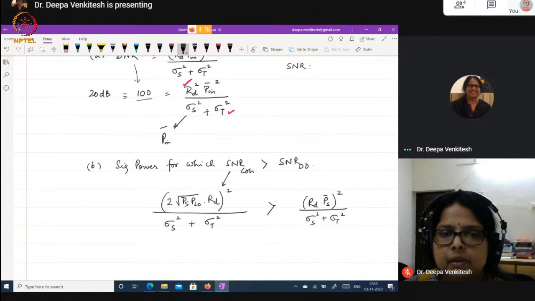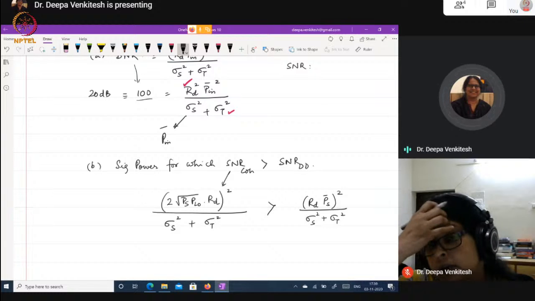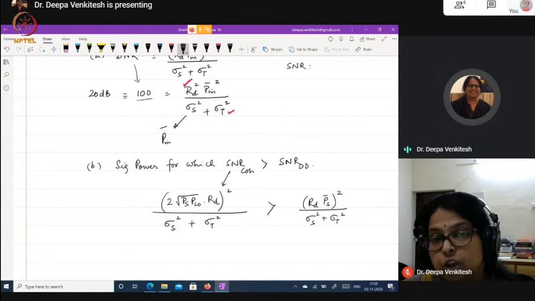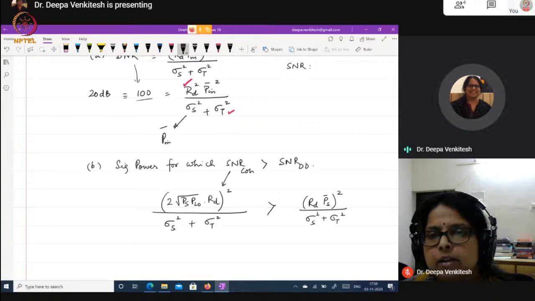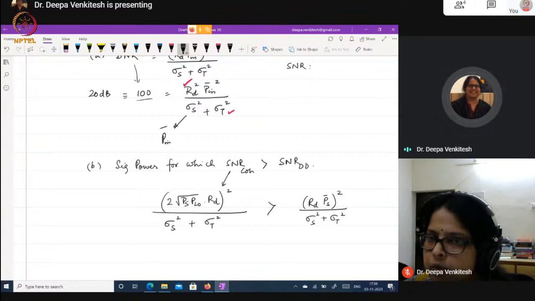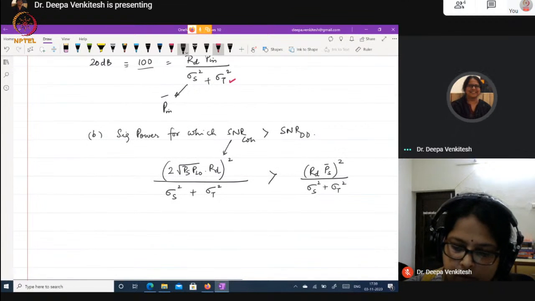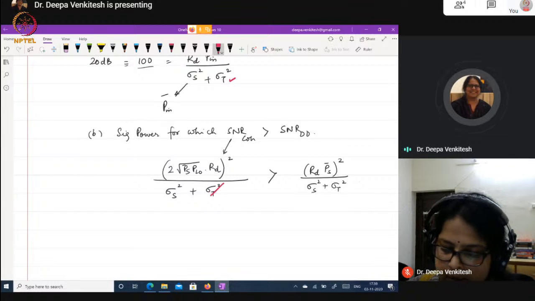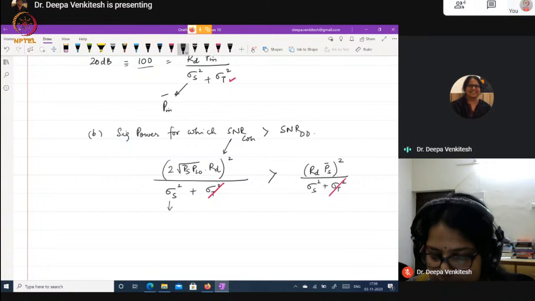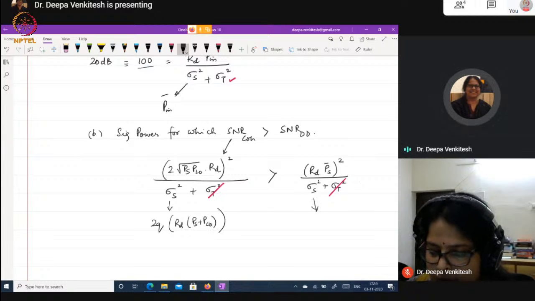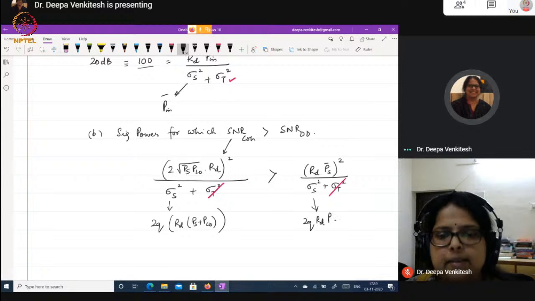Right? Now, you could ignore thermal noise because you're looking at the shot noise limit. You know that coherent detection will be beneficial over direct detection only because you're operating in the shot noise limit. For that reason, you can ignore sigma T squared and substitute the shot noise variance. The shot noise variance is 2q times RD times (PS plus PLO) in the coherent case, and in the direct detection case it is just 2q times RD times PS.